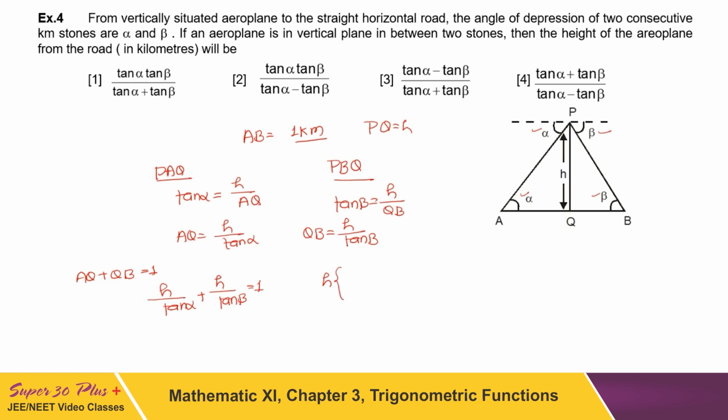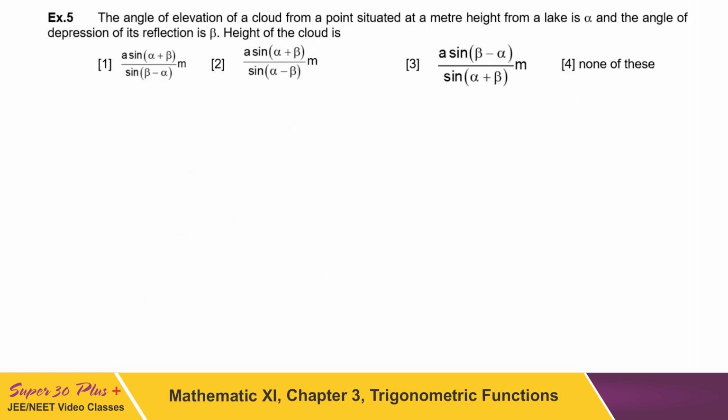h is common. LCM is tan alpha into tan beta, and it is (tan alpha plus tan beta) is equal to 1. Simplify it. h is equal to tan alpha into tan beta whole upon (tan alpha plus tan beta). This is the height of the aeroplane, and option 1 is the correct answer. Students, let's see one more example.